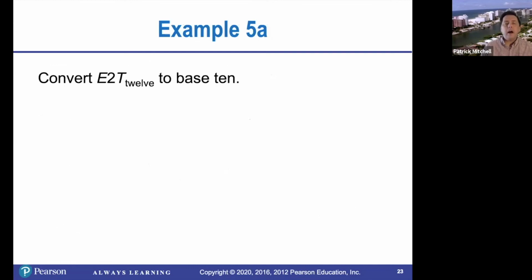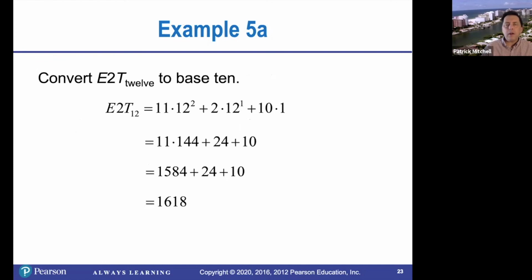All right, converting a base 12 number into base 10 is easy. Just remember that your base 12 place values are 1, 12 to the first, and 12 to the second. It might be helpful, actually, if I switch back to the tablet. They did not show quite as much work on this one.